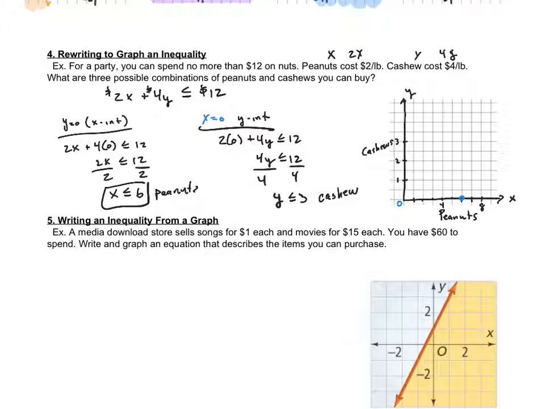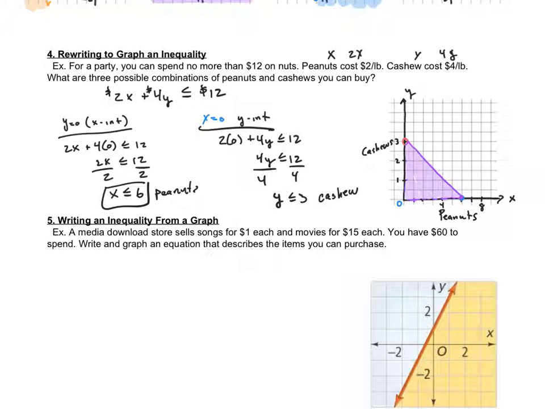So we would have cashews, 3 pounds max. Now, if I were to graph between those 2 points, and of course it's less than or equal to 12, my shaded area is going to fall over here in that region, because we're going to be below the line. Any combination that fits within this shaded region is a solution. So there you have it. How would you graph that?